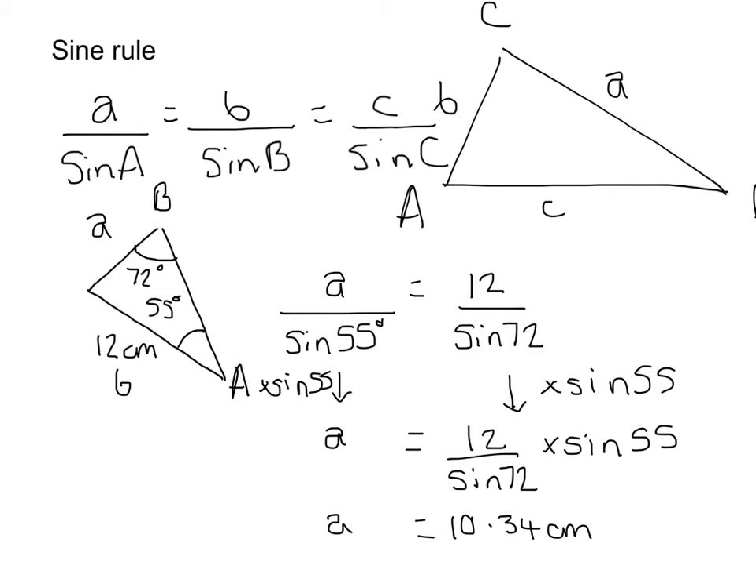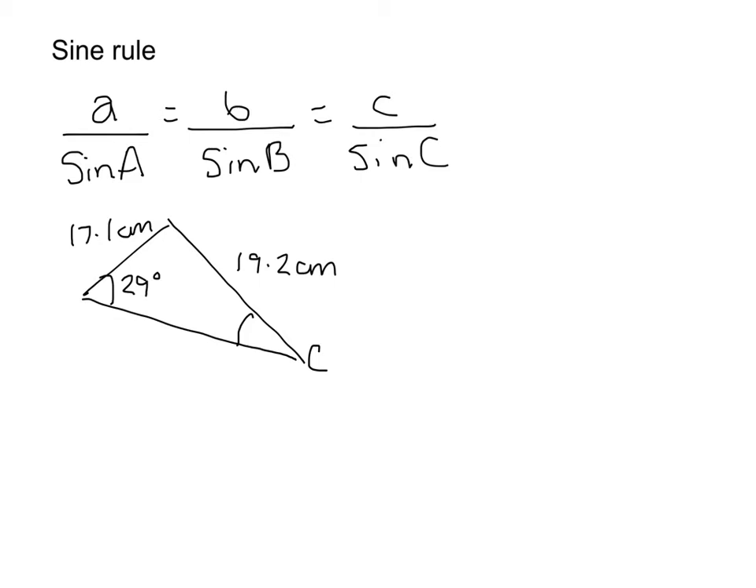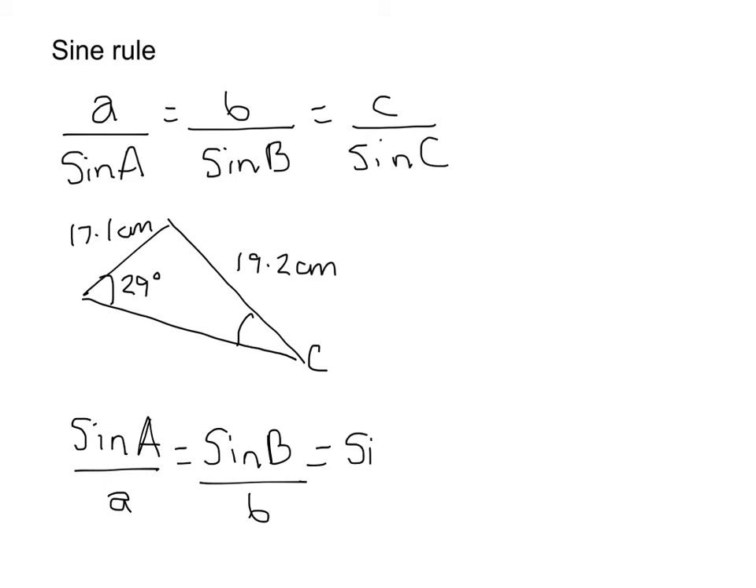So let's look at another example. Looking at this example, you'll notice that this time we have the length of two sides, an angle, and we're looking to work out an angle. Now when this happens, the sine rule also proves very useful because we can just flip it on top of itself. Now by that I mean a over sine A equals b over sine B equals c over sine C can also be written as sine A over a equals sine B over b equals sine C over c. So we literally just flip the formula on itself, and let's put our values in.